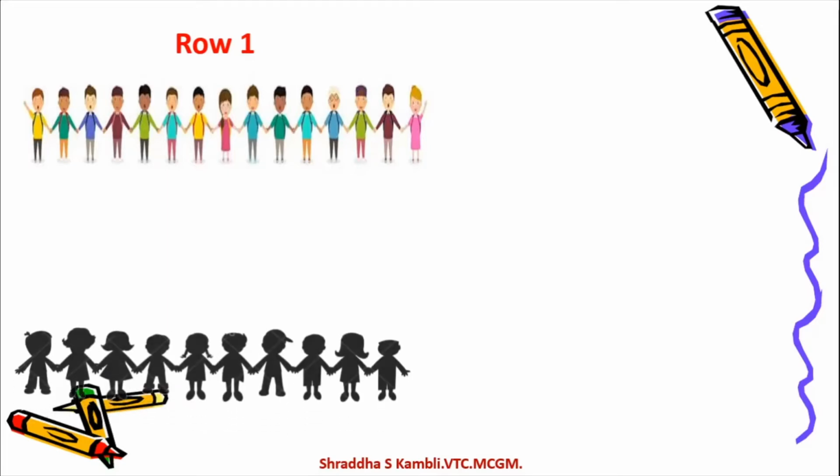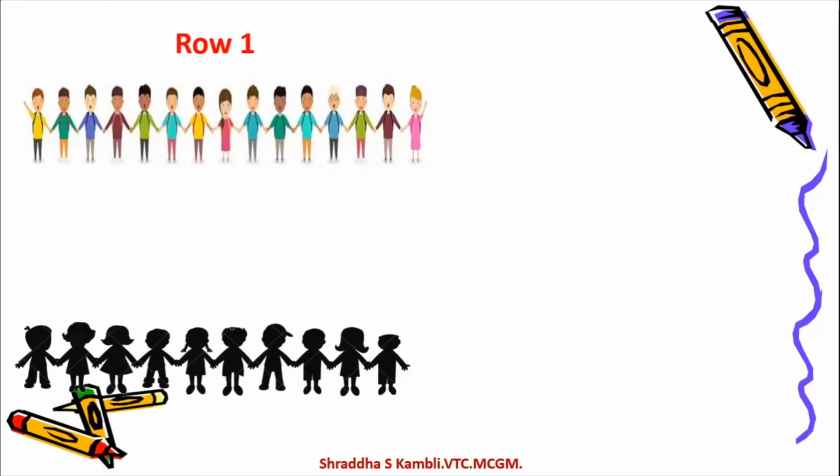Now there is another row of children. These children are not facing you, their backs are towards you. You can see that these two rows of children are facing each other. They are standing face to face. The second row, let us name it row 2.